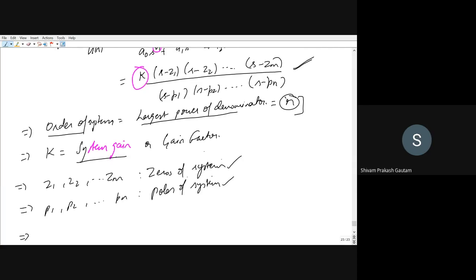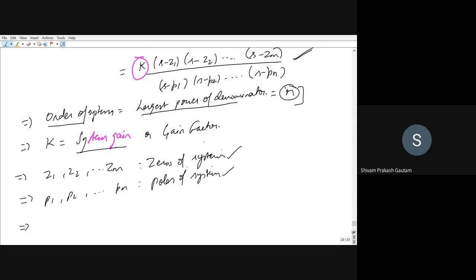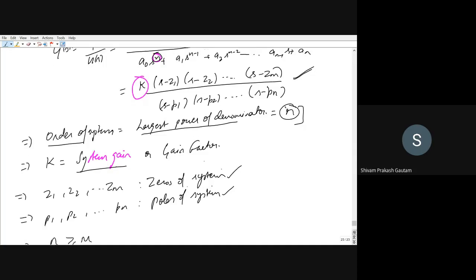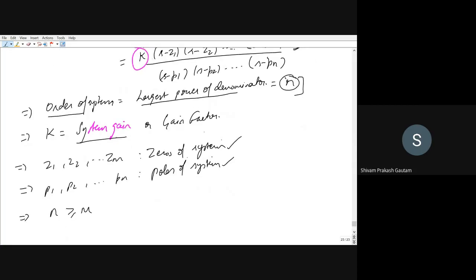One very important condition, that is n will always be greater than or equal to m. n is the power of denominator and m is the power of numerator. Regardless of all the things, n will always be greater than or equal to m. You cannot find a transfer function where m is greater than n, that is, power of numerator is greater than power of denominator. You cannot find that transfer function.